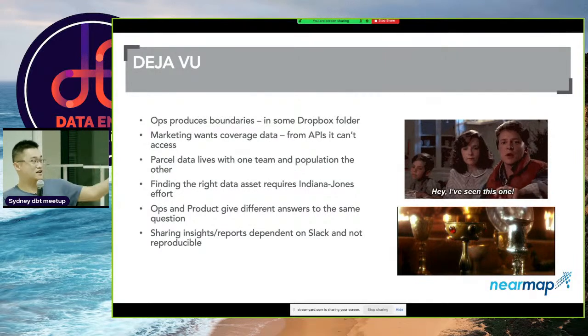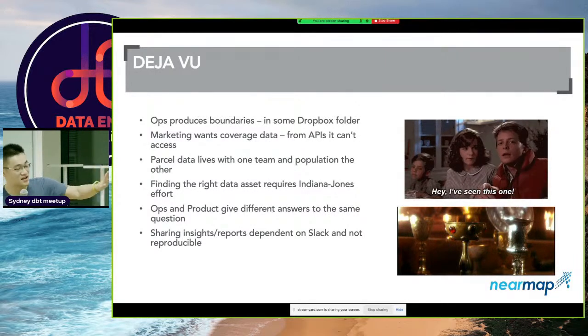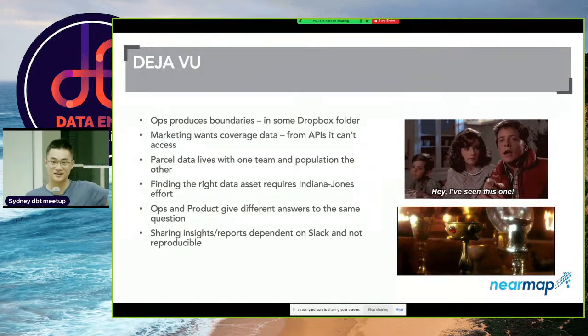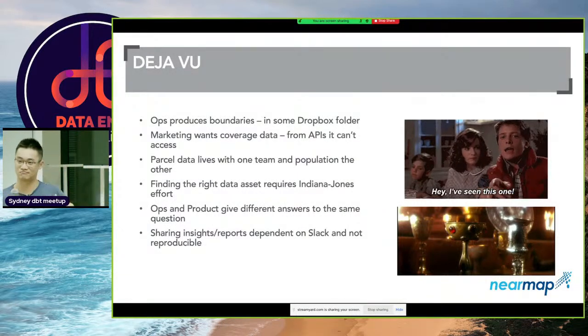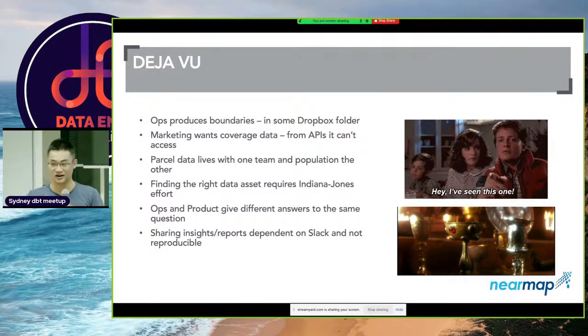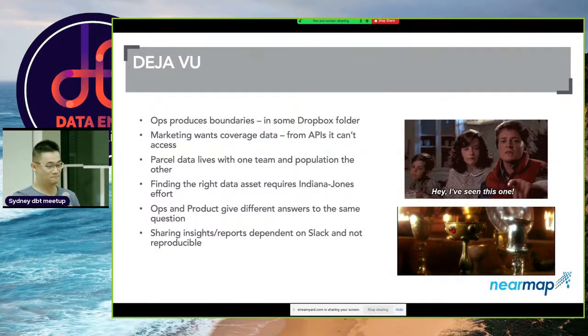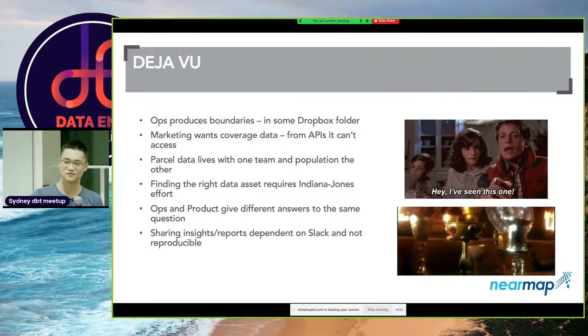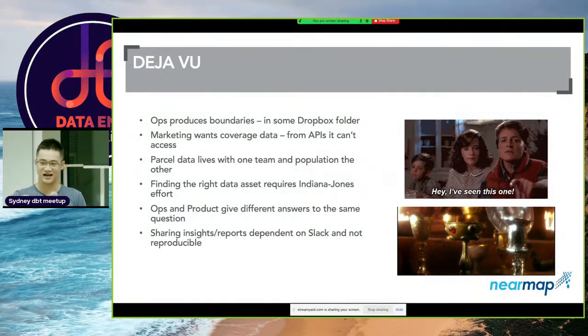So finding the right data set requires Indiana Jones effort, and I put Indiana Jones in not just because I want to sound funny, but it's actually true. It was Indiana Jones, the first one, I forgot the name. Maybe some of you can help me with that. The one where he had to go to the temple with Sean Connery, and he had to pick the right chalice to drink from. Do you remember which movie it was? Last Crusade. The Last Crusade.